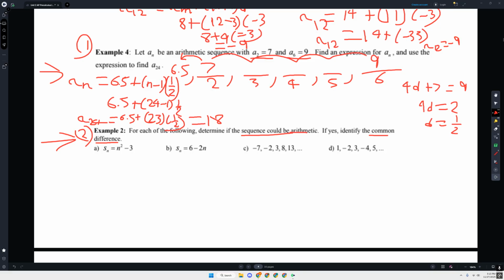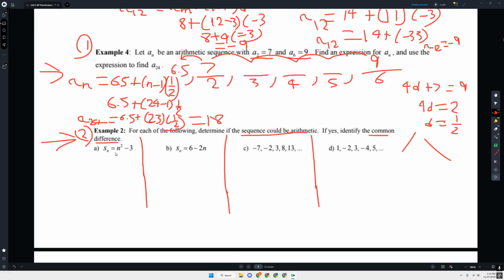Example 2 stumps you. Yeah, you're just trying to find out if it's arithmetic. So is it pretty much linear? You're just trying to figure out if it's linear. You're not trying to find which is the right answer. These are all separate questions.